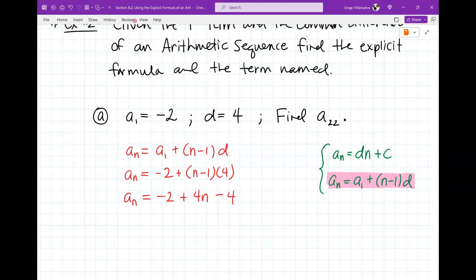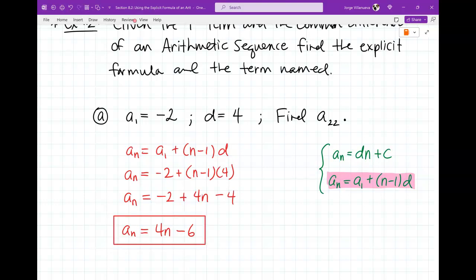Let's keep cleaning this up. A sub n is equal to 4n. Negative 2 minus 4 is negative 6. Now they said find the explicit formula. There you go. I just found it. It was actually, I found it before on the second step, but I wanted to clean it up. So here's my explicit formula. I have that.